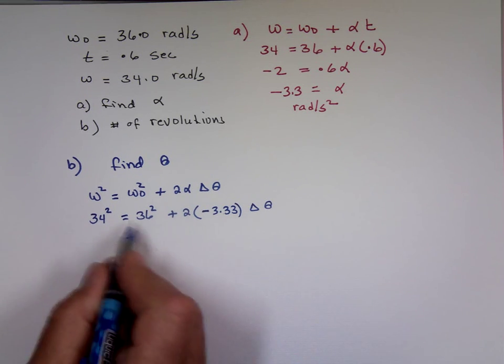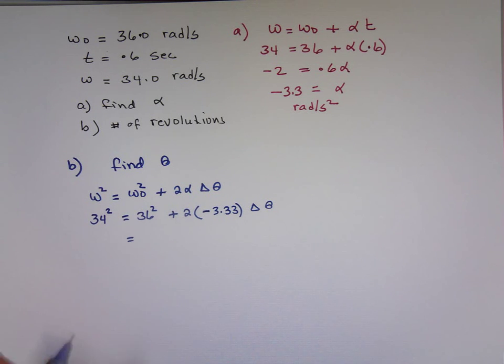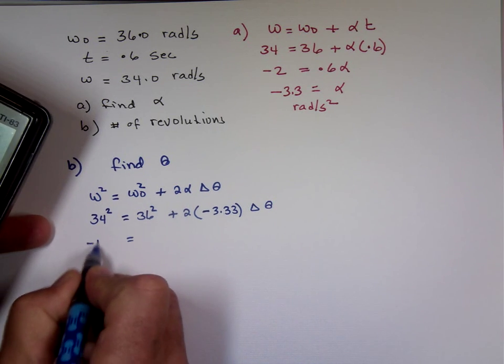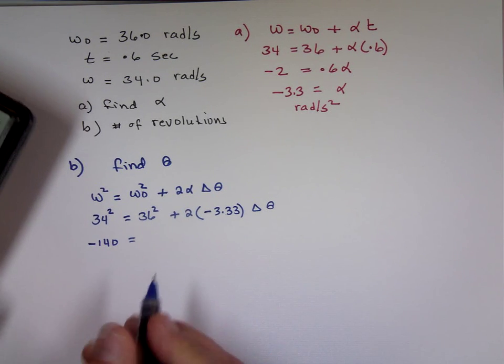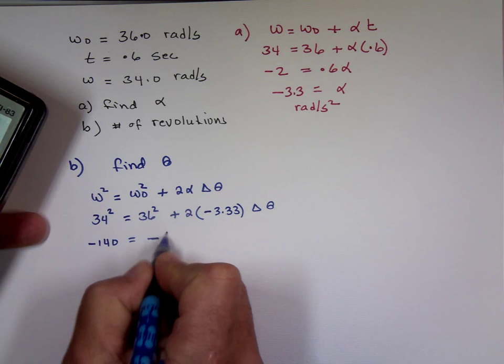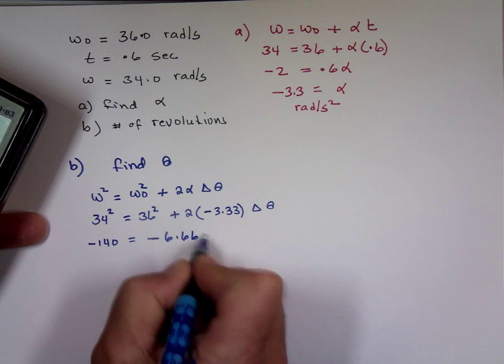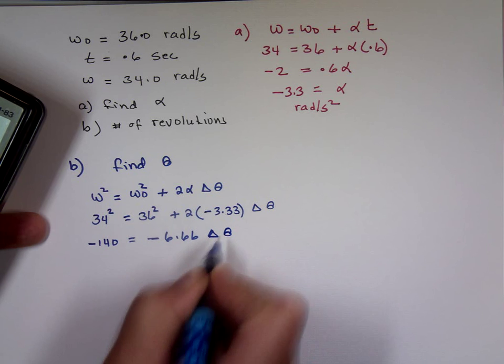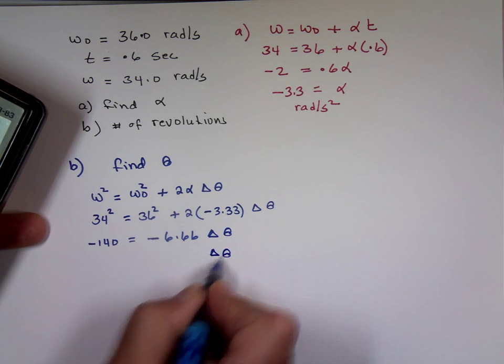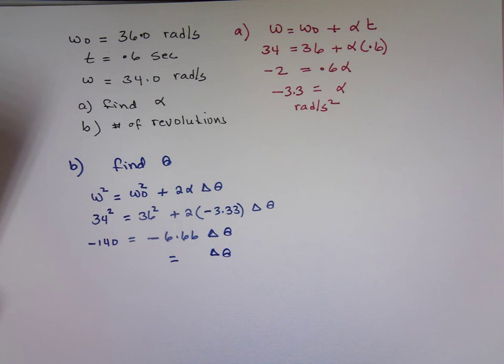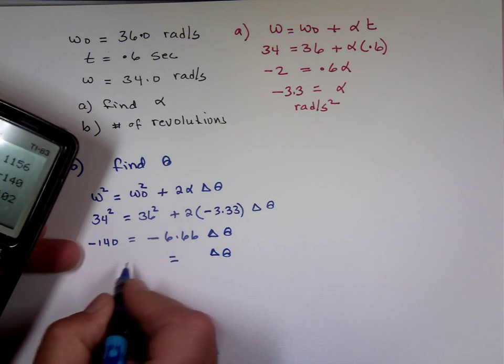Now I'll bring the 36 to one side. I'll do the whole thing, minus 36 squared. Negative 140. I'm taking a step out. Negative 6.66 delta theta. Can we get delta theta? And I get 21 radians.